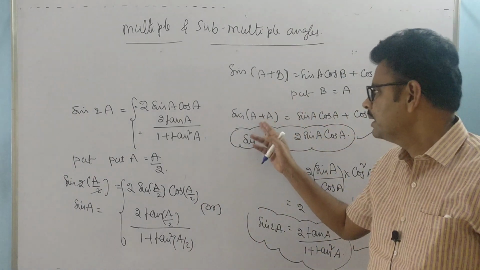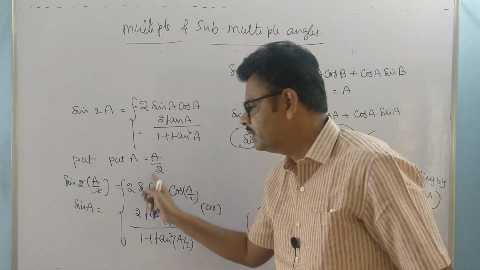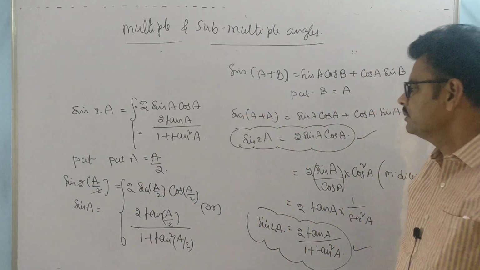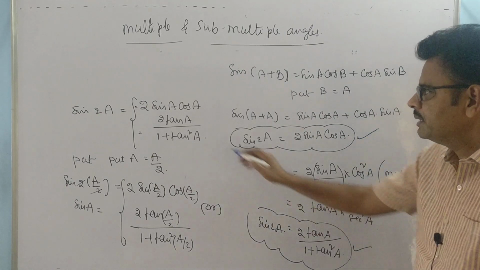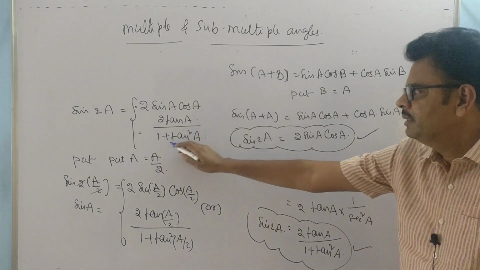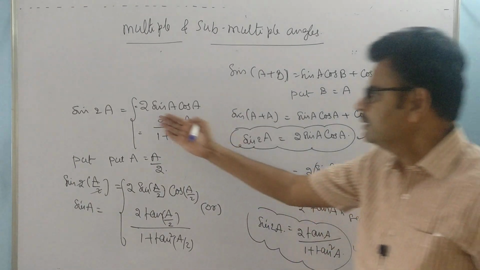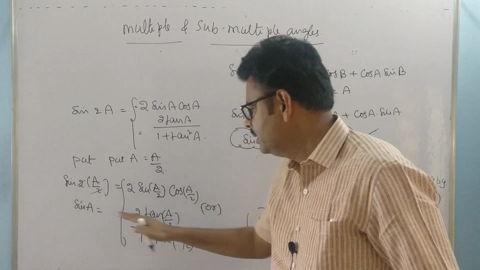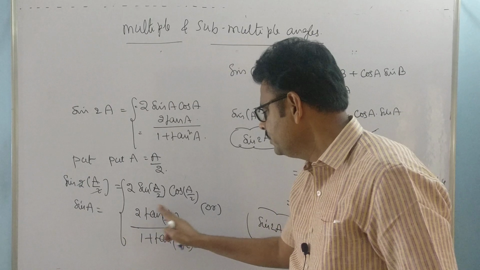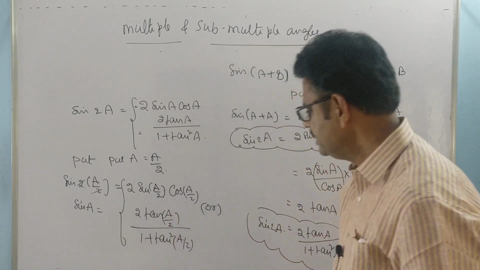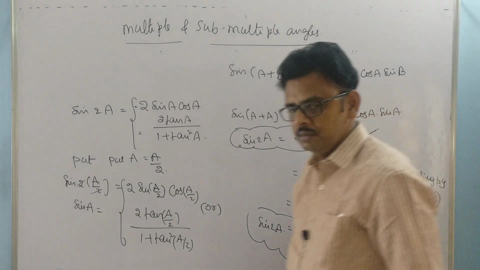So A is an angle, 2A is multiple angle, and A by 2 is what? Submultiple angle. So sin 2A is 2 sin A cos A. In terms of tan, 2 tan A by 1 plus tan square A. Okay. From this, the result is sin A formula 2 sin A by 2 cos A by 2, and also 2 tan A by 2 by 1 plus tan square A by 2. Let us note these points.